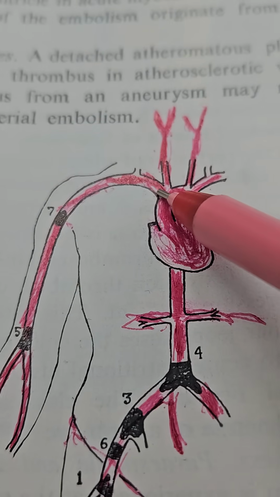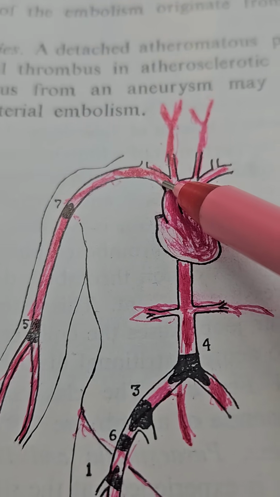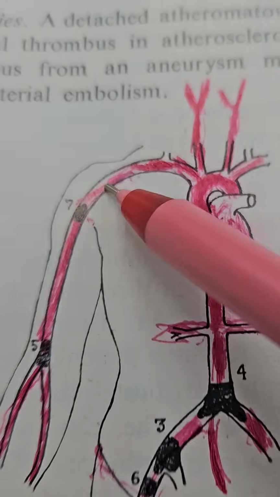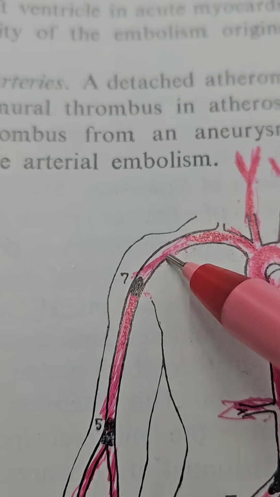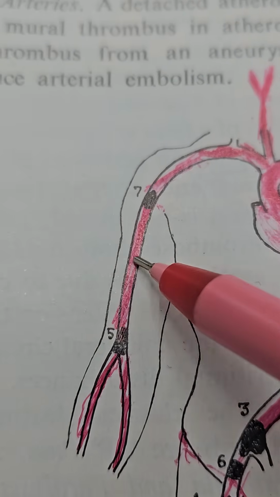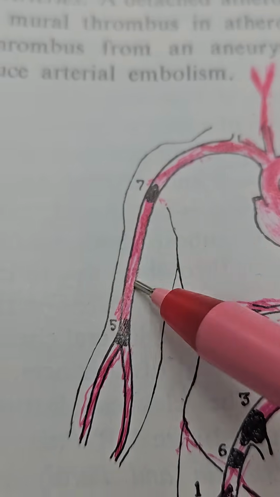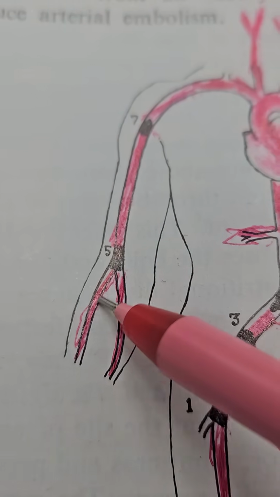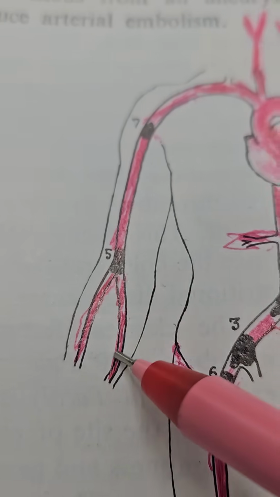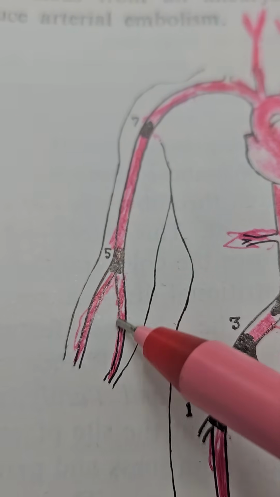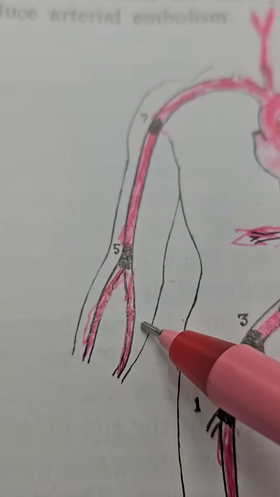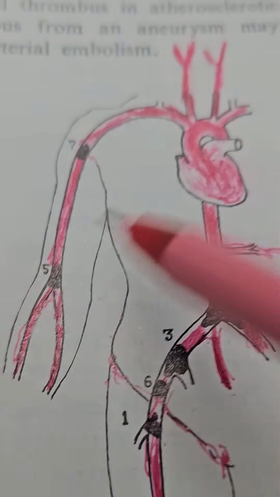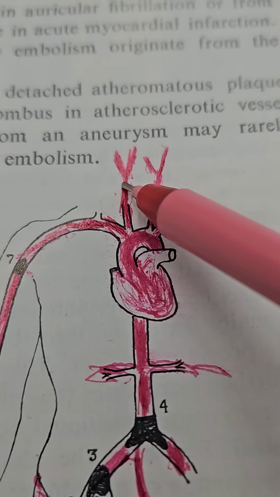Sub means below, clavian means from the clavicle, it comes from below the clavicle. This subclavian artery, when it enters into the axilla, is known as the axillary artery. When it enters into the brachium, the arm, it is known as the brachial artery, and at the cubital fossa it divides into two branches. The medial side, I mean the inner side, is known as the radial artery, and the outer side is the ulnar artery. So this is the blood circulation of the head and neck.